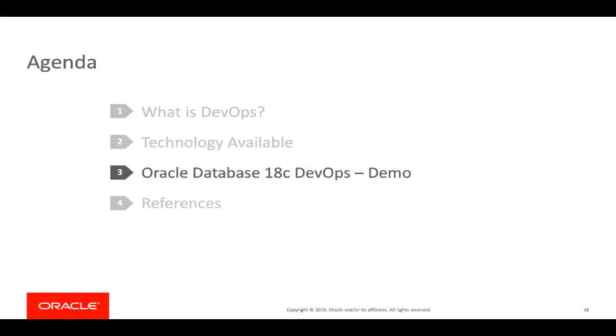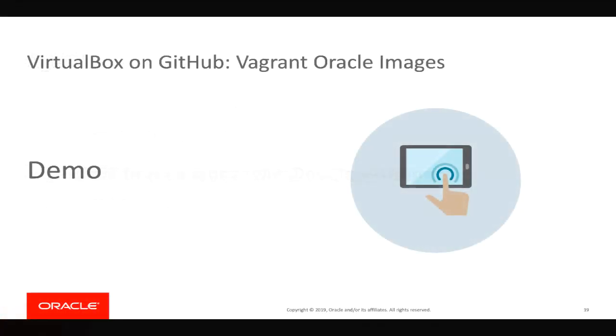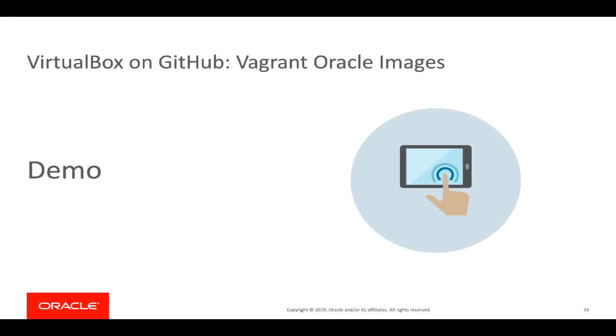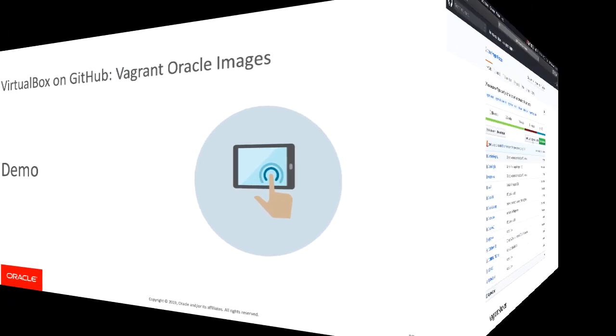Let's now get our hands on a real demo environment with Vagrant, VirtualBox, and Oracle Linux. Here the demo will show how to get an Oracle Database 18C up and running by executing one single command on my host environment.